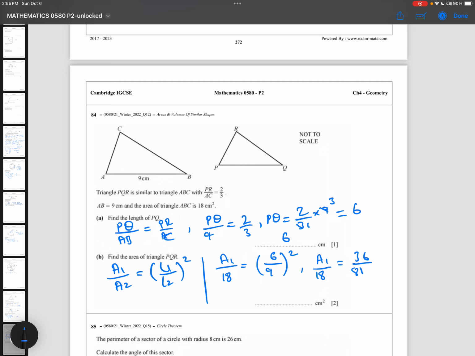Okay, so A1 will be equal to, this 18 is being divided over here. When I move 18 to the right side of the equation, it will be multiplied with 36 upon 81. So 36 multiplied by 18 divided by 81, I got 8. So this is the area of the triangle PQR.